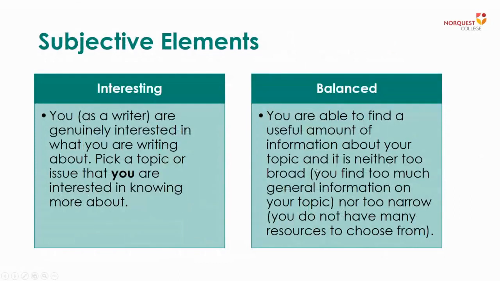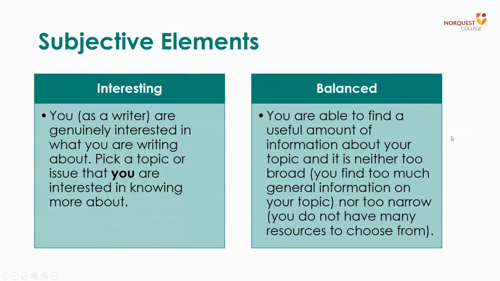Okay, so those are all objective. Now we're moving on to subjective. These are more of a personal judgment rather than the objective ones. The two that we have here are interesting. I can't tell you what's interesting to write about. What I want to write about is going to be much, much different than what you want to write about. However, the point of this one is that you are genuinely interested in what you're writing about. If you want to know more about it, you're going to be more motivated to write about this particular topic. So pick something that you find interesting that you want to learn about.